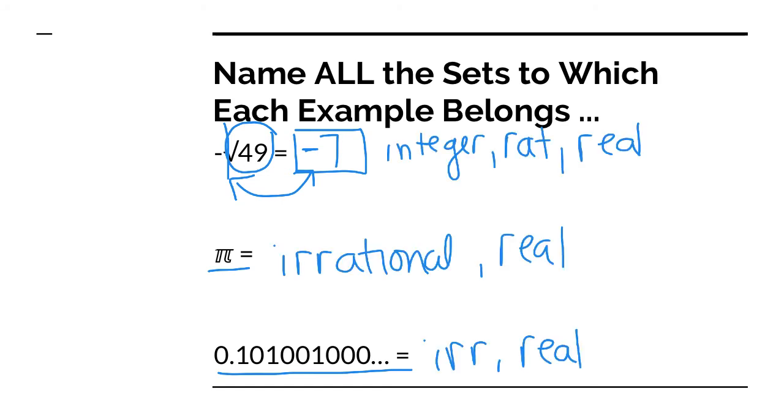-7 is an integer. It's on that number line. I can make it into a fraction simply by putting 1 underneath it. So it's rational. Everything is real. Pi, we already know that's irrational. If it's irrational, it can't be anything else but real. And then the last example, although there's a really nice pattern going on here, it is not repeating exactly. It doesn't terminate, it doesn't repeat, so it is irrational, and everything is real.